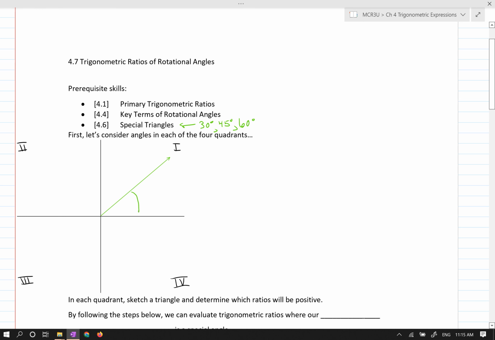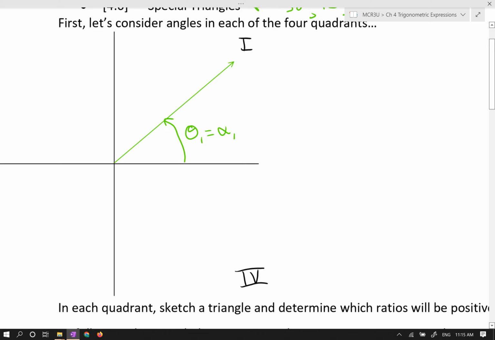All right, so if I have an angle right here, I'm working in green in quadrant 1. If I have an angle in here, then my theta would be something like this. We'll call it theta 1 here. Using this angle, we're going to be paying attention to the related acute angle. In this particular case, the related acute angle, we'll call it alpha 1, is equal to theta 1, and that's because we're working in quadrant 1.